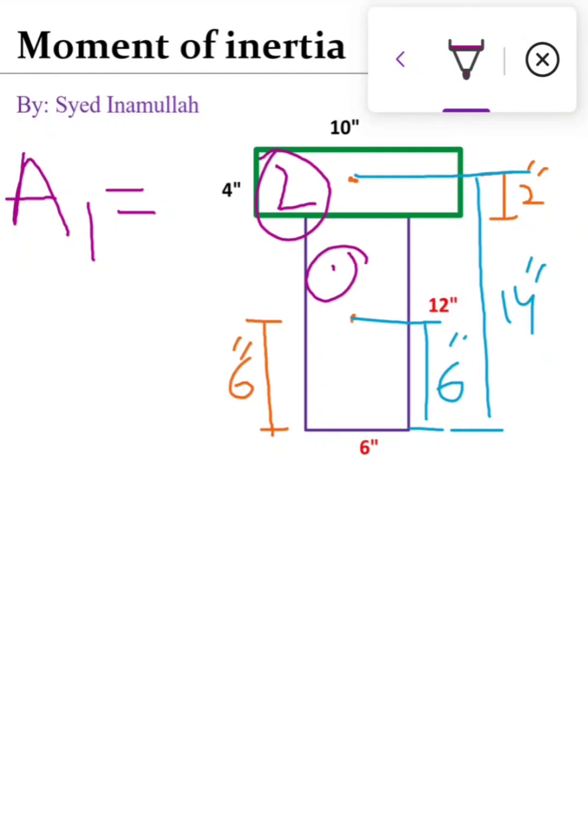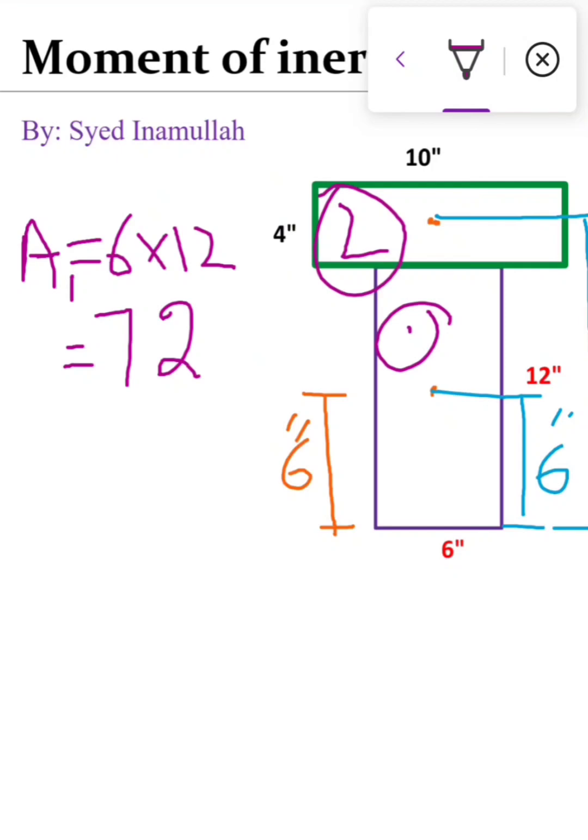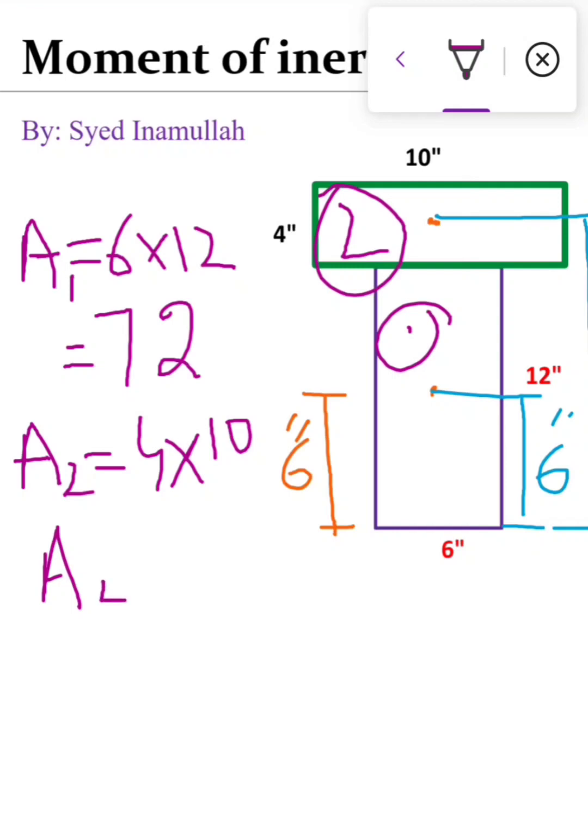So the area A1 will be 6 times 12, which gives us 72 inch square. This is the area of the first rectangle. Now I will calculate the area A2 for the green rectangle, which is 4 multiplied by 10, giving us 40 inch square. It is the area of the green rectangle. This is needed in the calculation of the center of gravity for the combined figure.